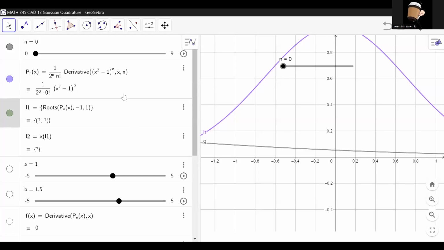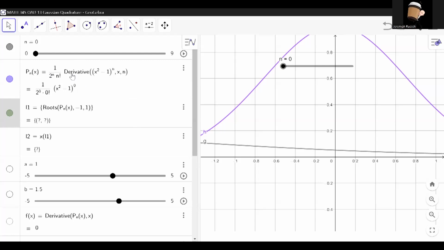All right, so here's the technology. To set it up, we first created the slider, and then we put in the Rodrigues relationship, which is what you see here, which generates the Legendre polynomials. And then we needed to find the roots. So here is the roots. This is how we're going to find the roots.